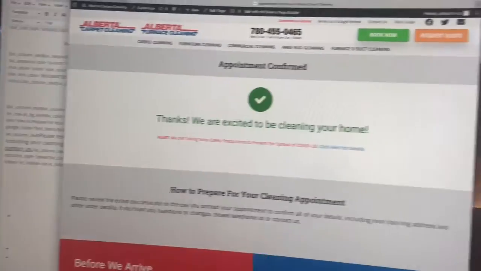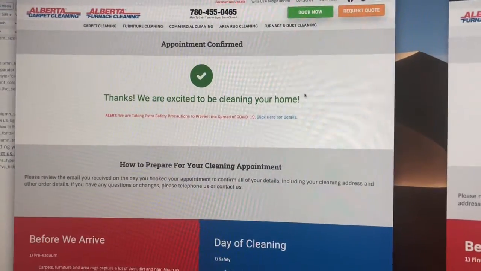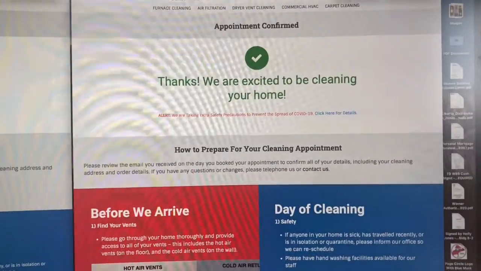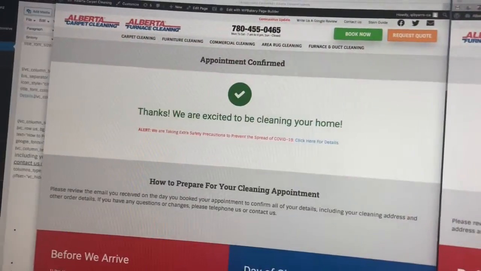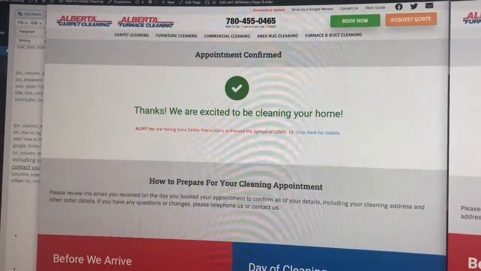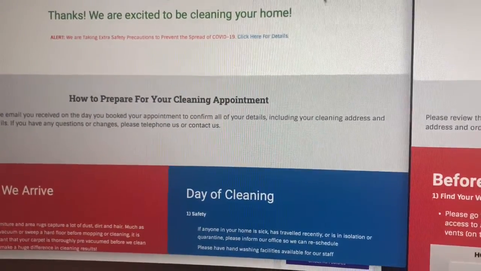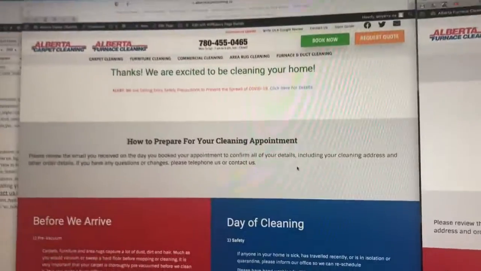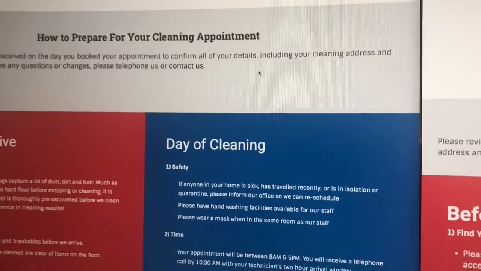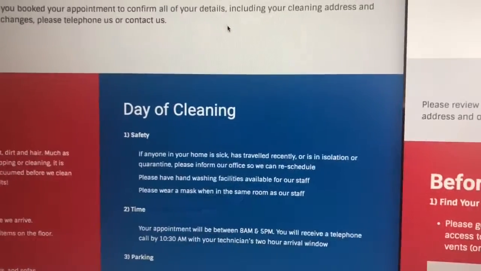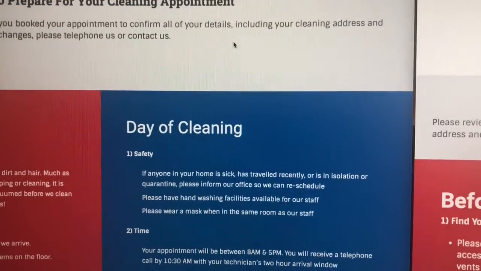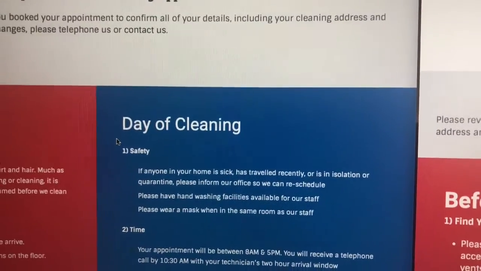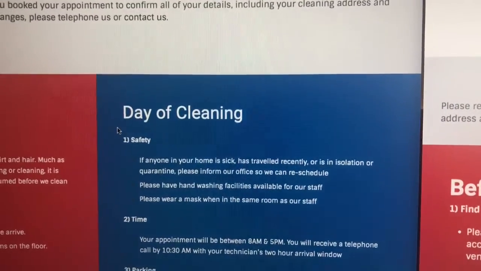So I'm going to pull up the page that I was working on. It was actually two pages, because we've got one for our carpet cleaning services and one for our furnace cleaning services. My original intention was just to add some information to each of the pages. That was the main first improvement, which was to add information to our appointment confirmation page about safety for the day of cleaning. Just some reminders for our customers about what kinds of COVID precautions they need to be aware of and to be a part of on the day of the cleaning.